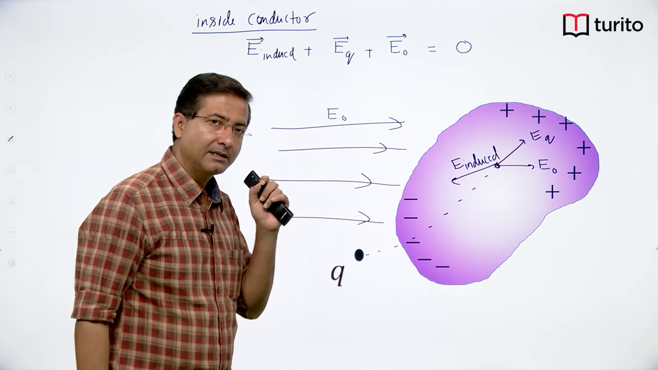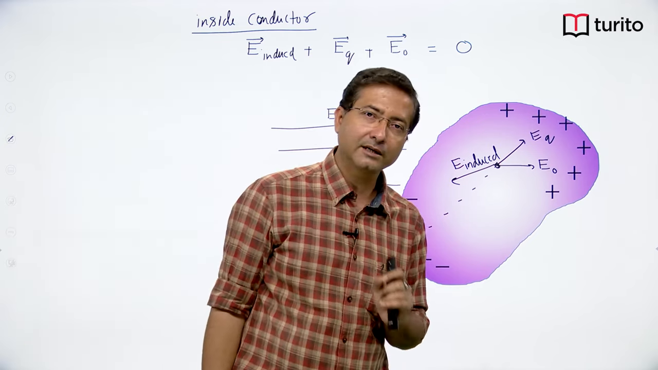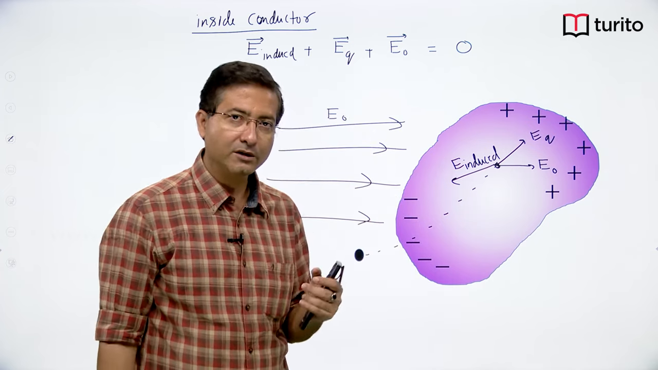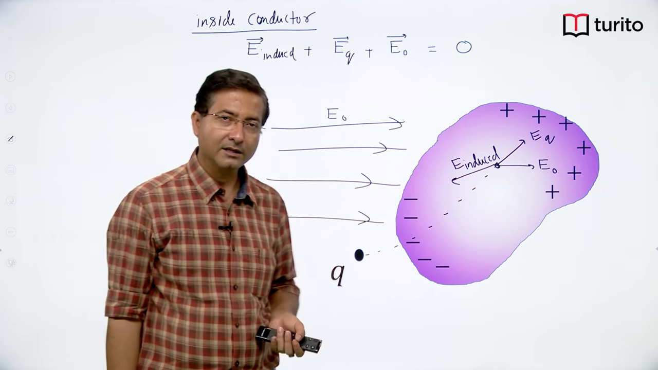The net field inside a conductor under electrostatic condition has to be 0, right? So there are other points also that we will see in our next class.